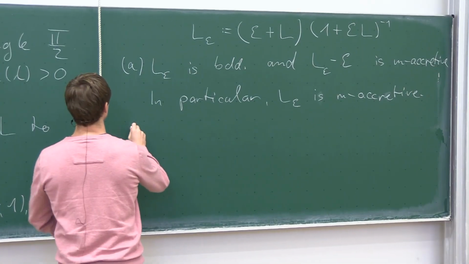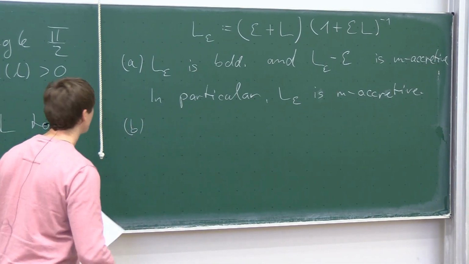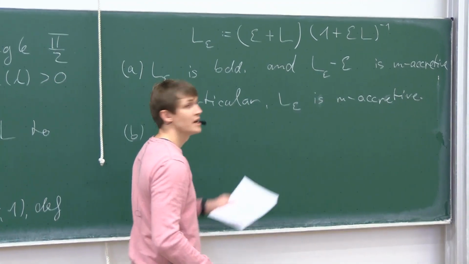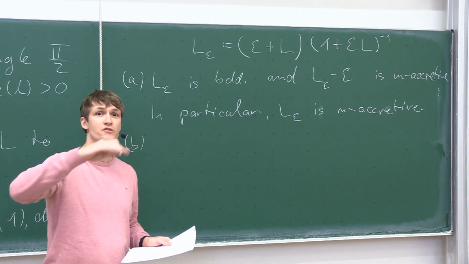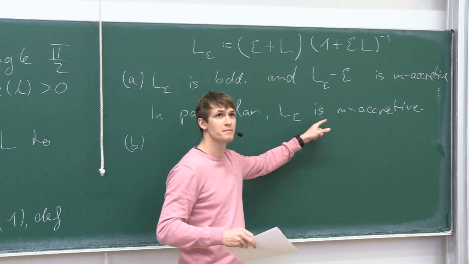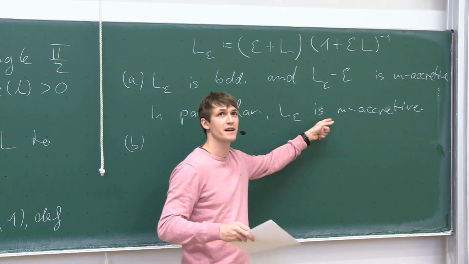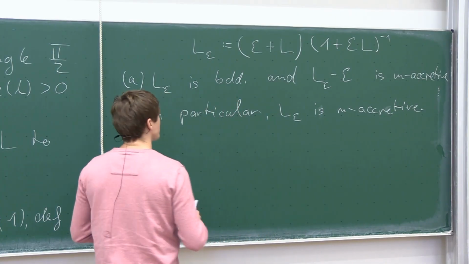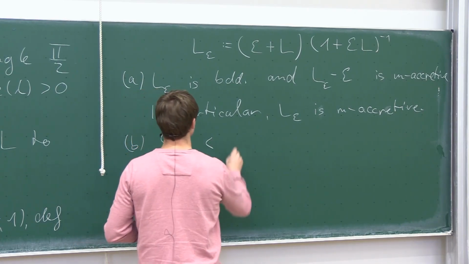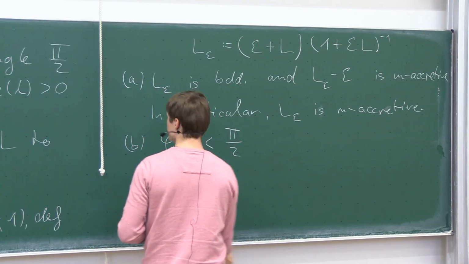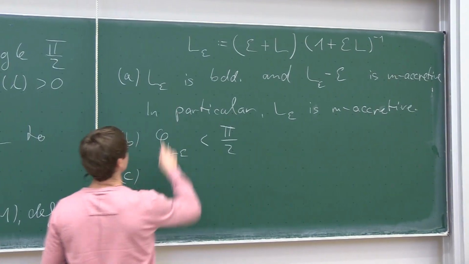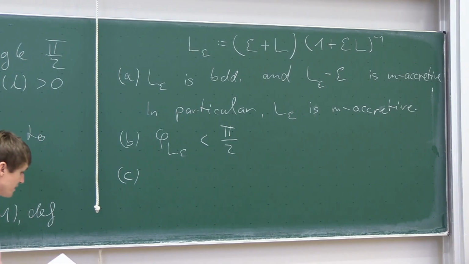The second statement here is that this L epsilon operator is not just accretive, but it's also sectorial of some angle strictly less than pi over 2. Right? Accretivity means it's sectorial, or in particular means that it's sectorial of angle pi over 2. But we will see that the angle of sectoriality of L epsilon is even strictly less than pi over 2. All right, so these are properties we will need in the proof of von Neumann's inequality.